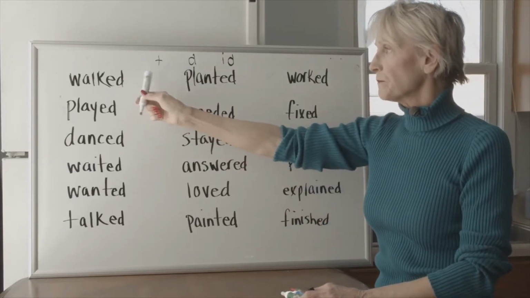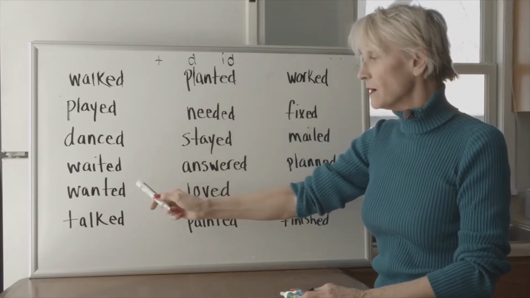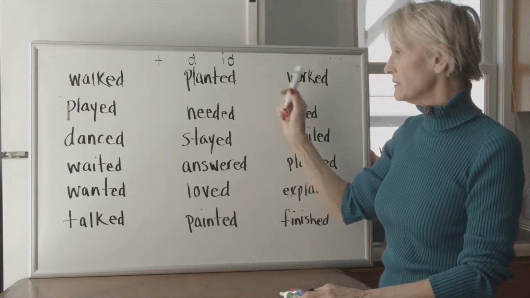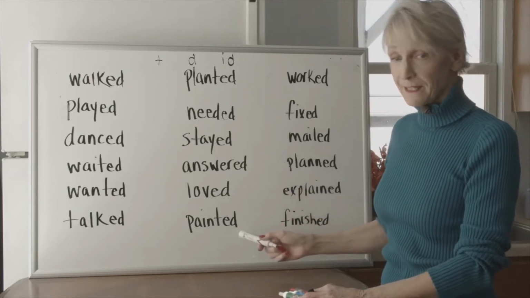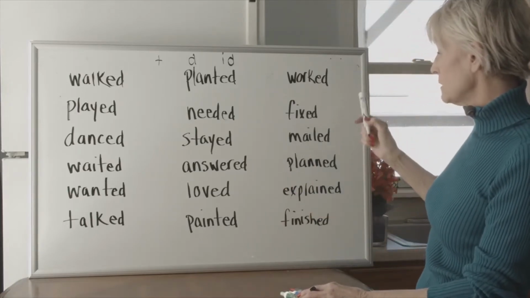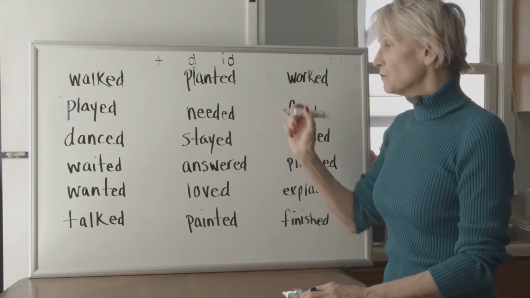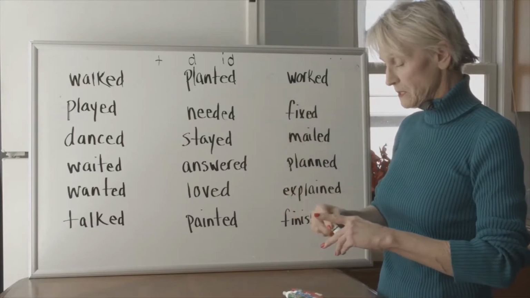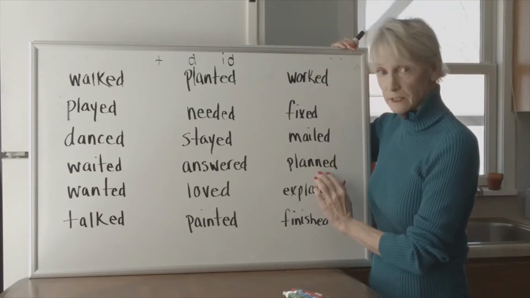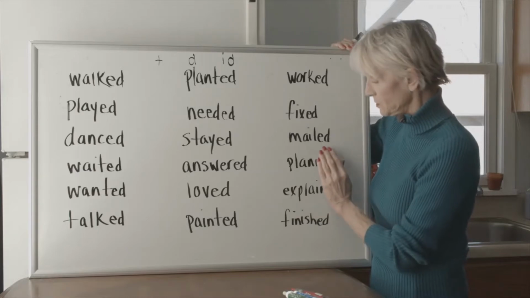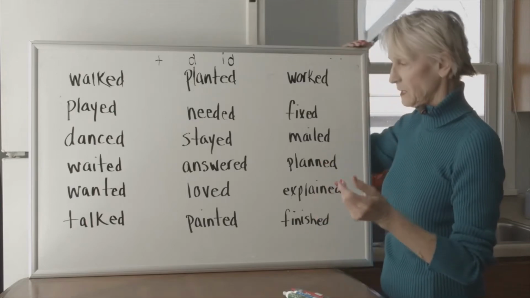So let's say the word walked, played, danced, waited, wanted, talked, planted, needed, stayed, answered, loved, painted, worked, fixed, mailed, planned, explained, and finished. If you don't know what all of these words mean, you can look them up in a dictionary, but remember you're looking at the base form. You won't find it in the dictionary in the conjugated form in the past, so you would need to look up plan or explain or finish if you didn't know what that means.